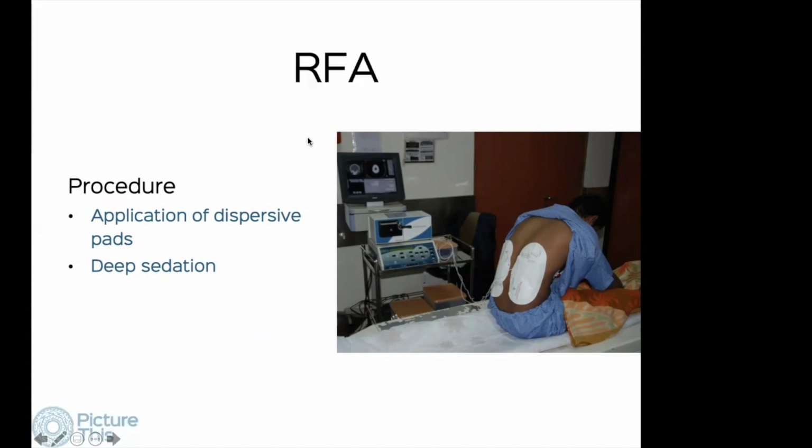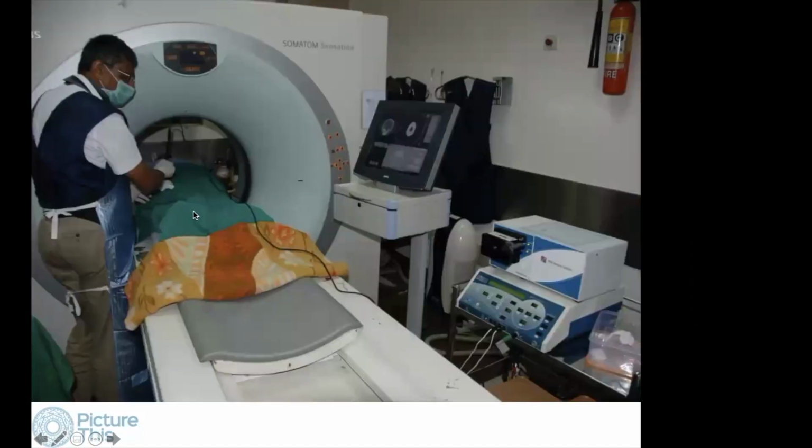Now, when we do an RFA, it is important, irrespective of technique, to have these dispersive pads put in, because the body is essentially then an electrode, and you need to have the heat being dampened. Otherwise, there are burns that will occur on the patient's skin. And these are all done under intravenous sedation. This is the basic setup. I do this with CT fluoroscopy, but that doesn't have to be done. You can just do it with a regular CT scan.